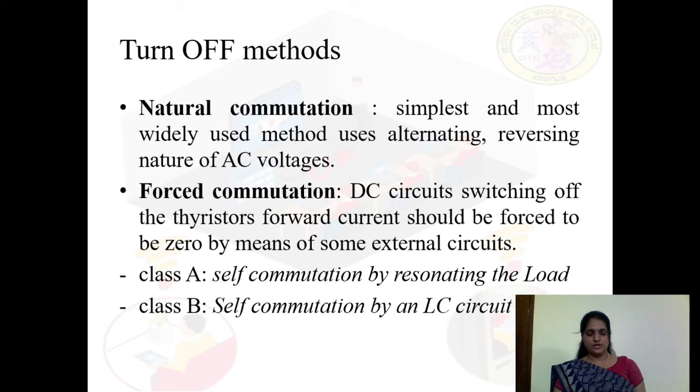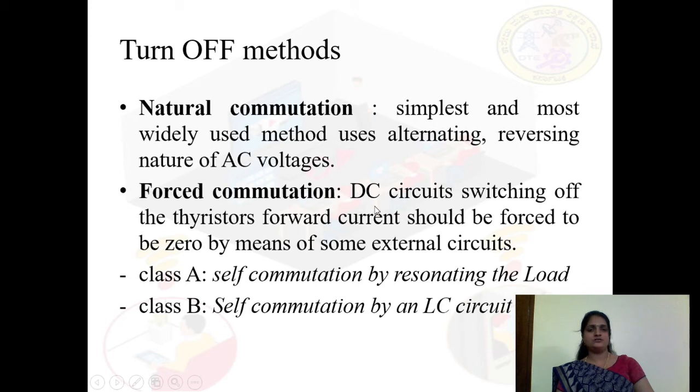When the current passes through the natural zero, a reverse voltage is simultaneously applied across the device. This immediately turns off the device. This process is called natural commutation, since no external circuits are required for this purpose. And the second is forced commutation. These are the two techniques to turn off thyristors.